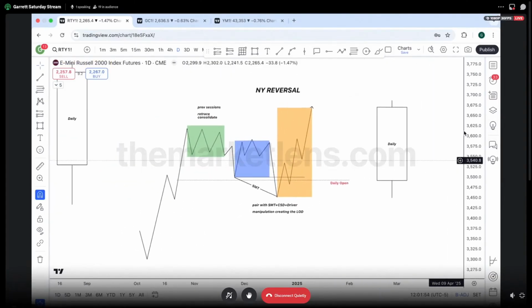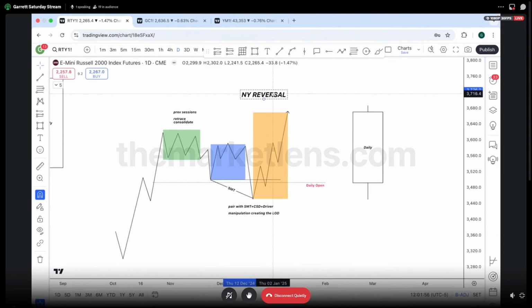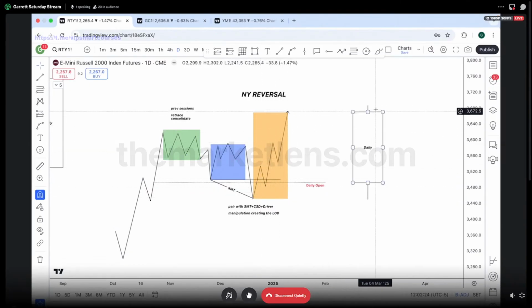This is one of my favorite ones. I personally am a New York session trader, so this is one that you see very often. It's going to look something like this, where the previous two sessions either retrace or consolidate. This is a continuation signature, meaning price is not going to reverse from these failure swings. So when we manipulate and you see this low resistance liquidity on the opposing side of manipulation, we can expect distribution throughout the New York session that's going to create the daily range.